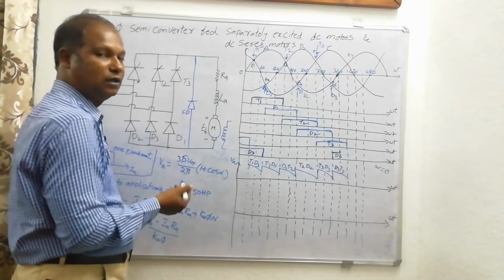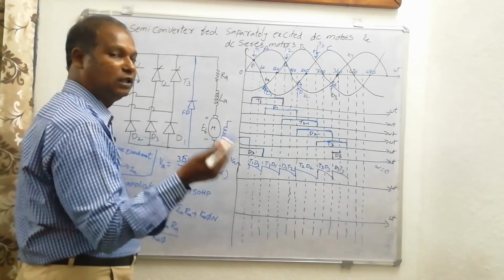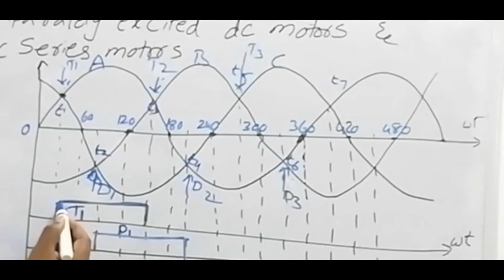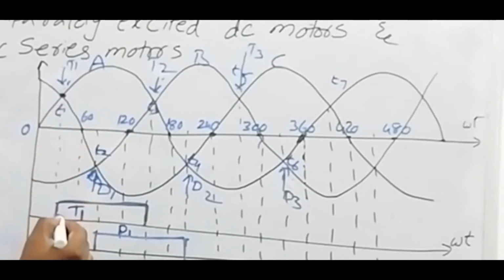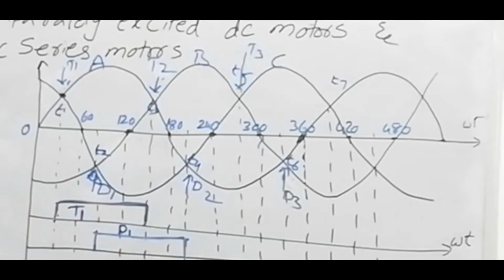Based on that, we can analyze another angle, alpha equal to 30 degrees. For alpha equal to 30 degrees, we measure alpha from this point, so here alpha is equal to 0. For alpha equal to 30 degrees, you have to shift the waveform here, so here to 120 degrees, like this.